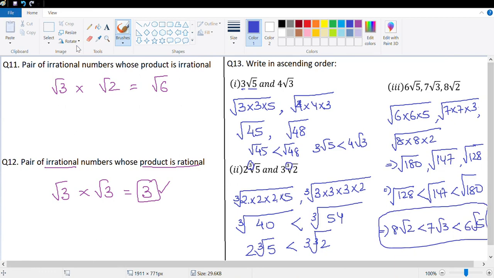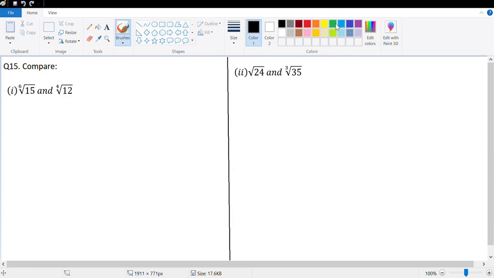The next one that we do is question number 15. So in the previous question that we did, the root was the same. So in this case, it's the sixth root. In this case, this is the fourth root. So let's write it in the exponent form. This can be written as 15 raised to the power 1 by 6, and this can be written as 12 raised to the power 1 upon 4.